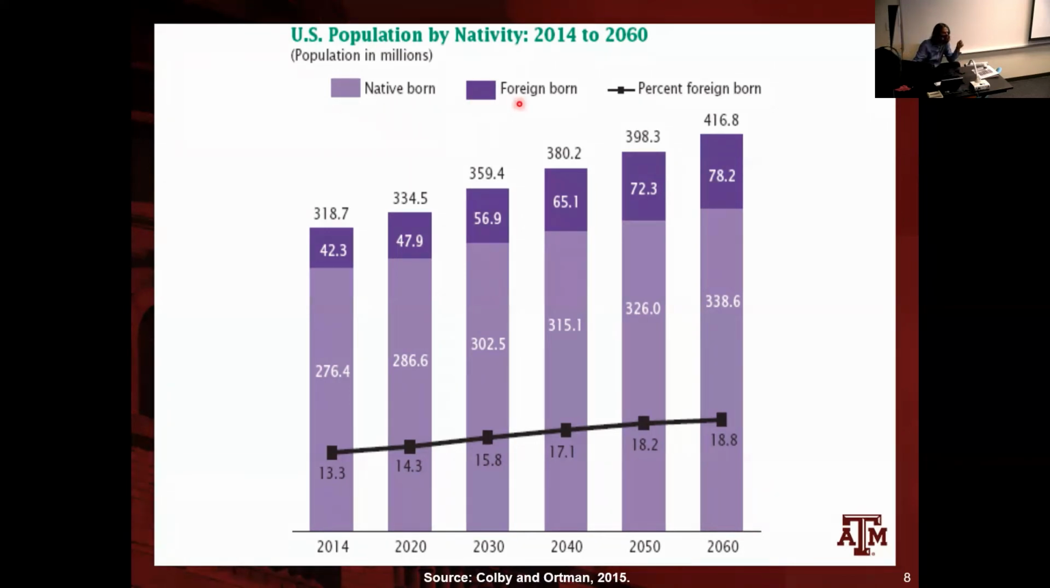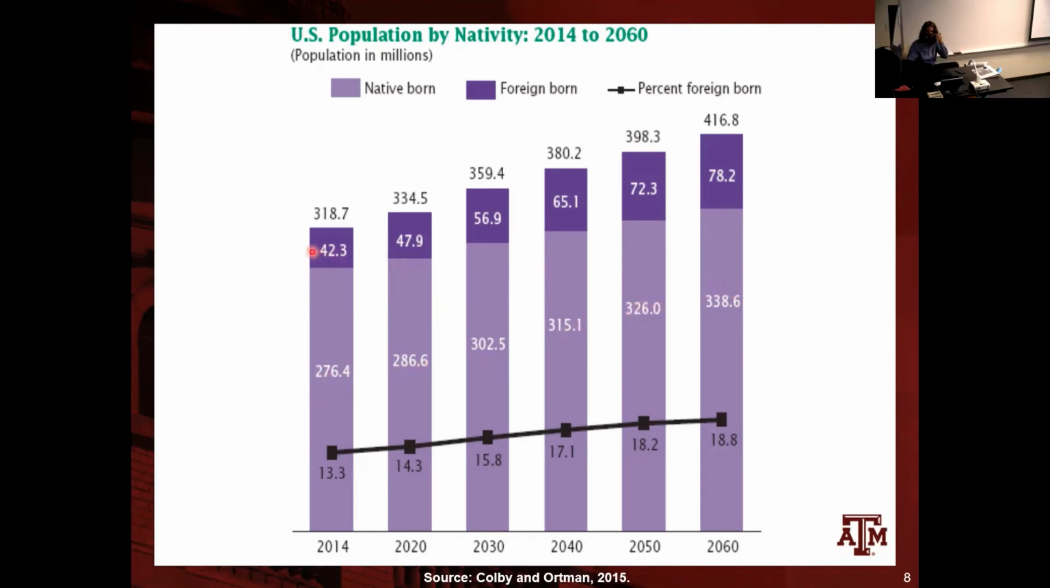And foreign born are people who live in the US but were born outside, such as me, for example. And here we have the overall numbers. The US born population has been increasing over time and is still expected to increase.